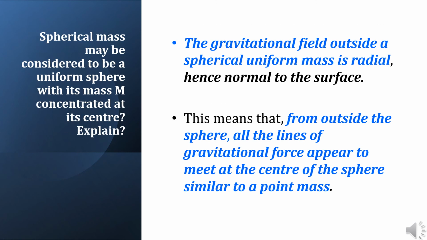A spherical mass may be considered to be a uniform sphere, with its mass m concentrated at its center. Explain. The gravitational field outside a spherical uniform mass is radial, hence normal to the surface. This means that, from outside the sphere, all the lines of gravitational force appear to meet at the center of the sphere, similar to a point mass.